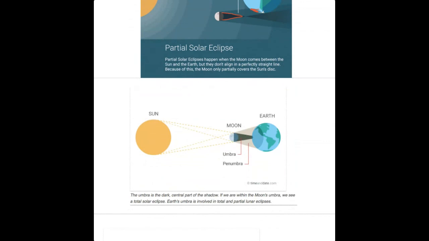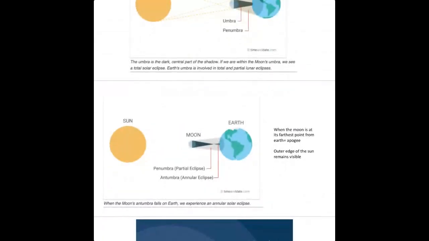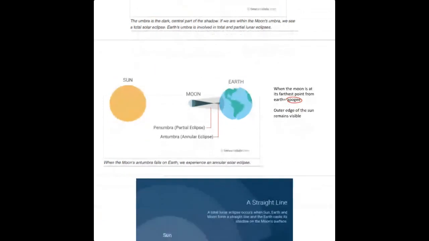So this is again the same thing. The sunlight is blocked by the Moon. It creates an umbra and a penumbra. In the umbra, you will get a total solar eclipse. In the penumbra, you will get a partial eclipse. And then when the Moon is at its furthest point away from the Earth, there is a possibility to create this additional third shadow, which is called the antumbra, and people standing in this antumbra will see an annular eclipse.